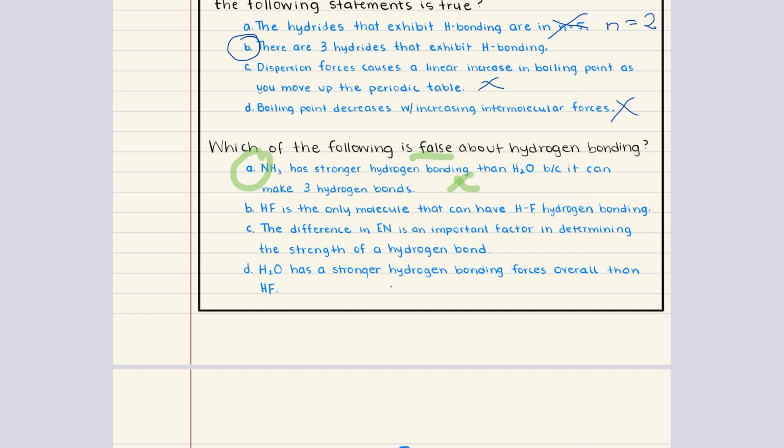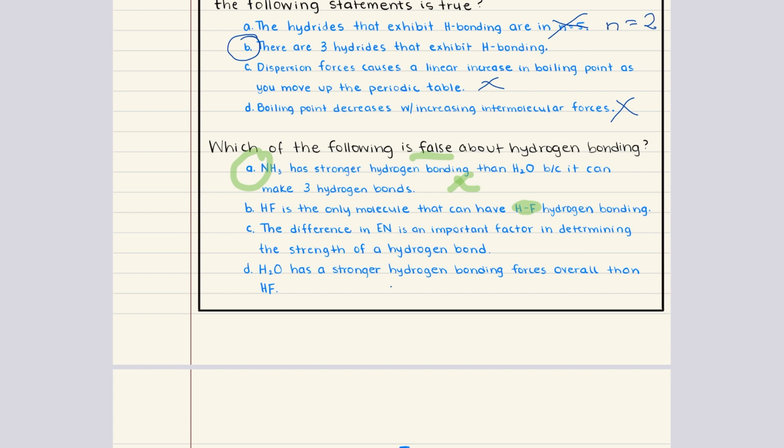B says hydrofluoric acid is the only molecule that can form hydrogen-fluorine hydrogen bonding. This statement is true. Hydrofluoric acid is the only molecule that can exhibit hydrogen-fluorine hydrogen bonding because fluorine is the only element that can form a highly polarized HF bond that's strong enough to create hydrogen bonds.